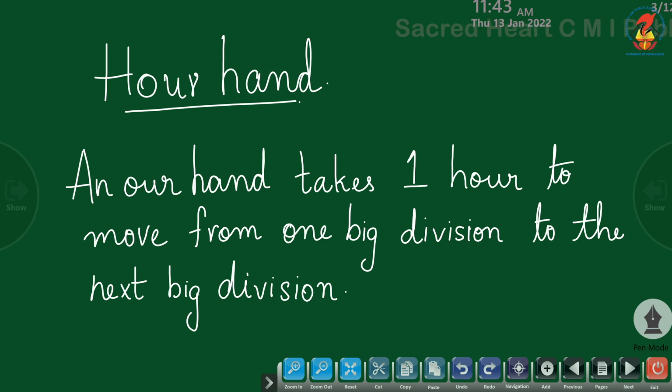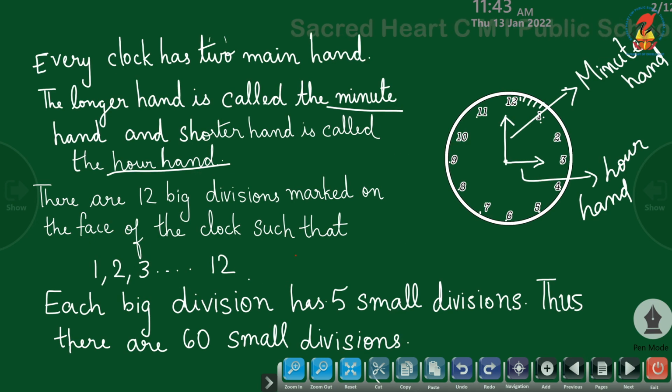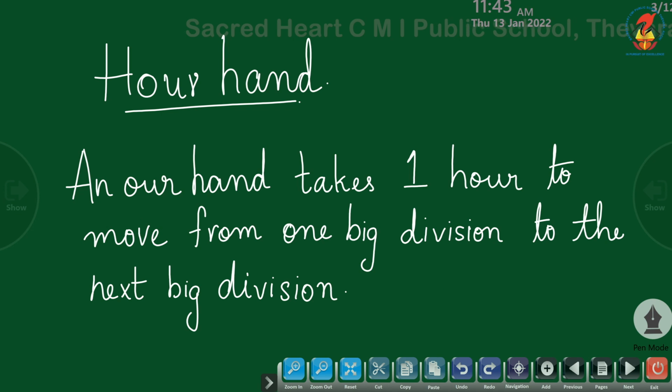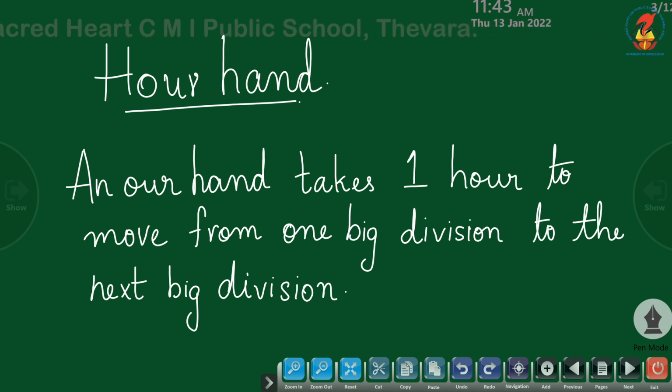So the hour hand is the smaller hand. We can study what the hour hand is. The hour hand takes 1 hour to move from one big division to the next big division. Each big division has 5 small divisions, so totally 60 small divisions are there. The hour hand takes 1 hour to move from one big division to the next big division.